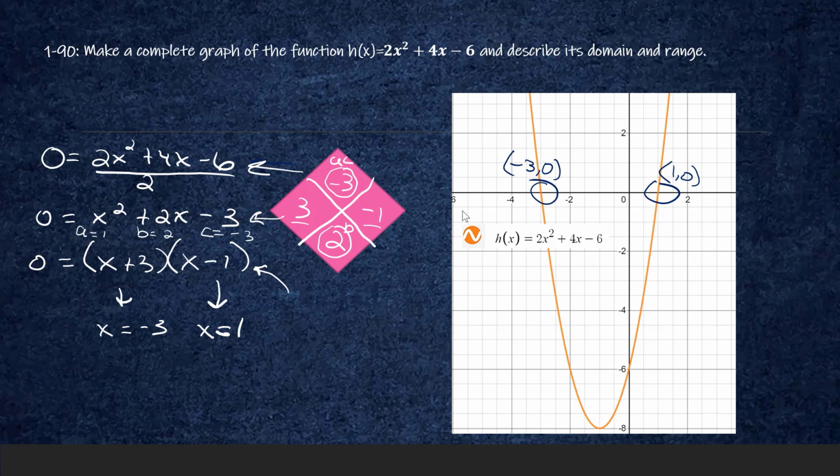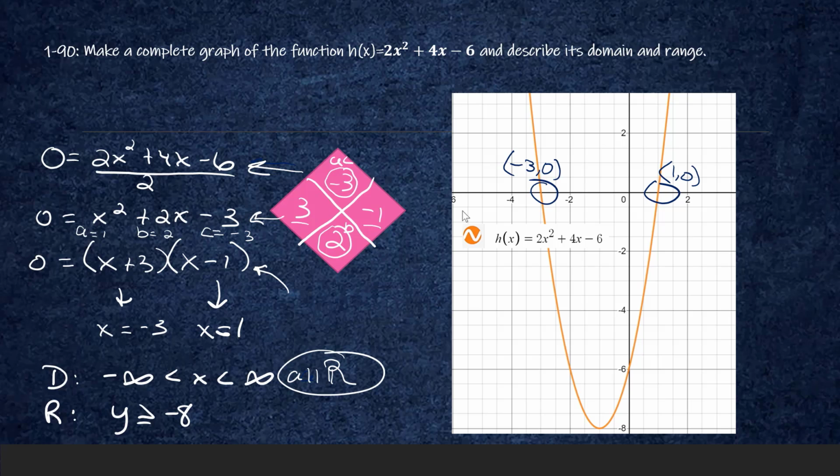Okay, now let's talk about the domain and range. The domain, it's a quadratic, and so I've already talked about this before. It's all real numbers for the domain. So you're always going to have that for a quadratic. It's always negative infinity to positive infinity. The difference here is our minimum value is down at y equals -8. And it's pointing upward, so that means my range has to be y is greater than or equal to -8.